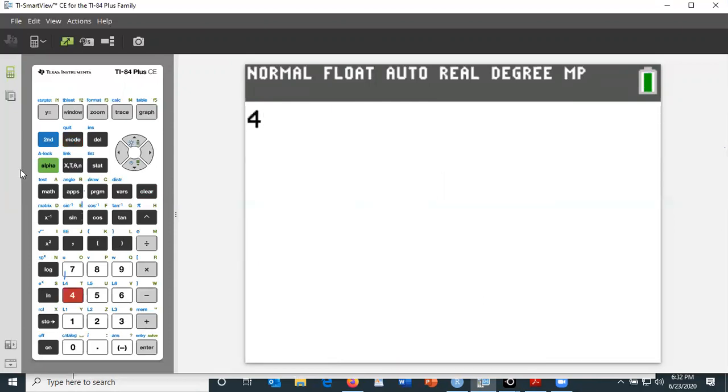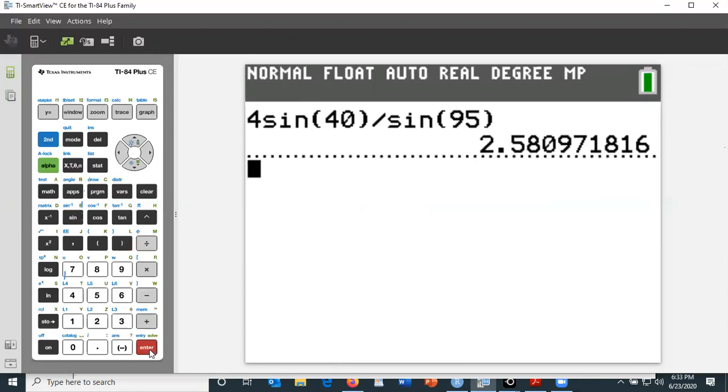So we do 4 times sine of 40. Close the parentheses after that 40 or you're going to have problems. Divided by sine of 95. Close the parentheses. Bam, there's our answer, about 2.58 or 2.6.